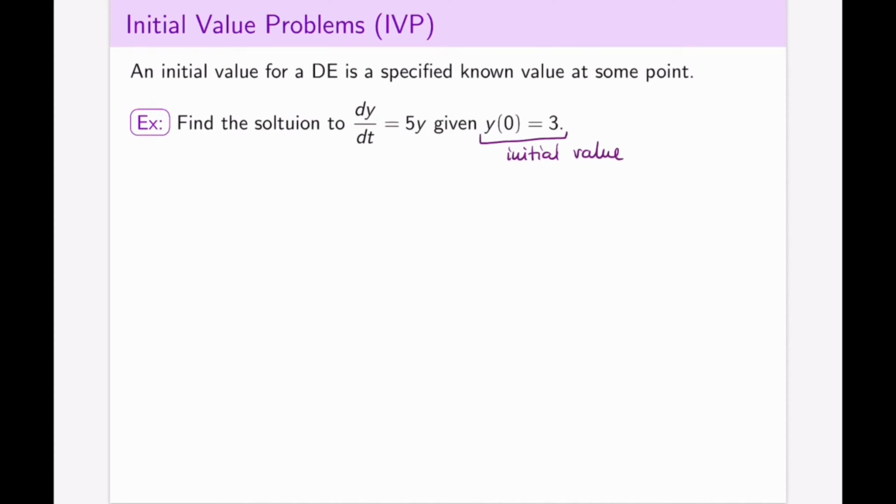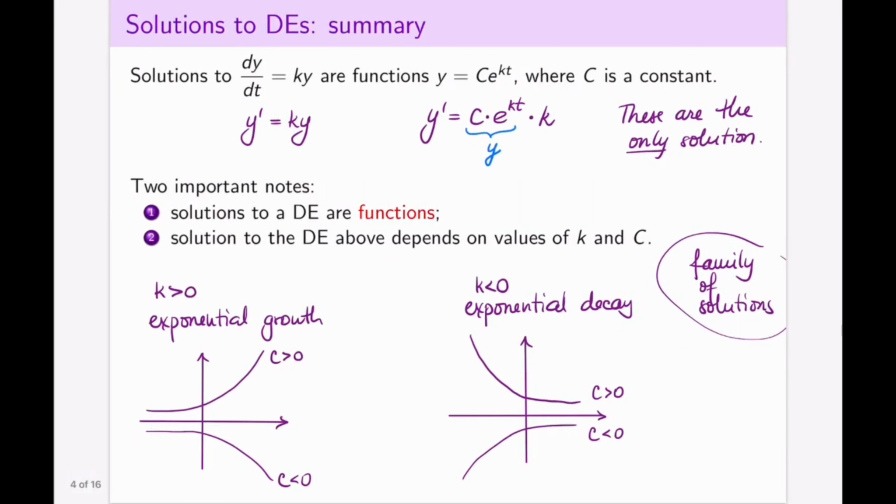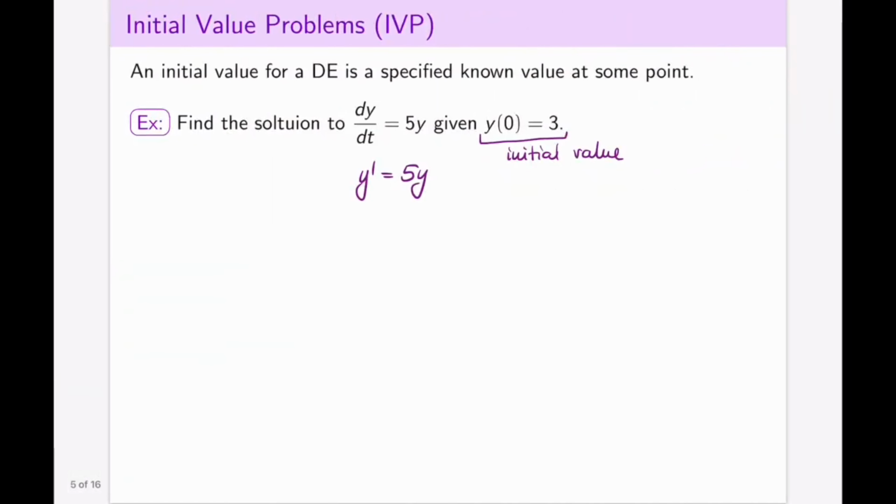Okay, so let's go through this one. What do we have here? We're asked to find the solution to this equation, which again I can rewrite in the prime form if it's a little bit easier on the eye. And I also know that I have this particular point that my solution has to actually contain. Now, in general, from the previous slide, what I know is that the solutions to the equation y prime equals ky are the family of solutions of the form y equals ce to power kt.